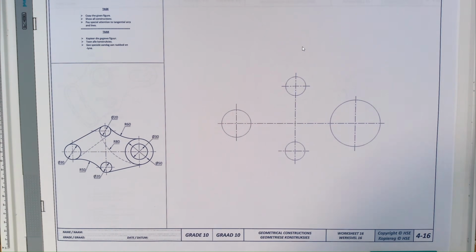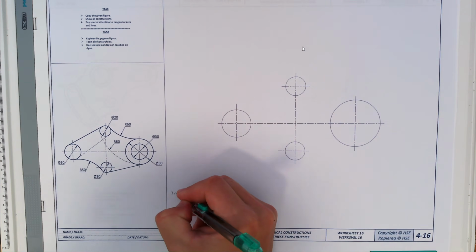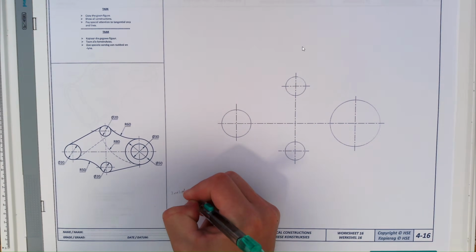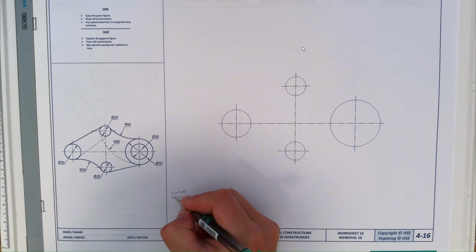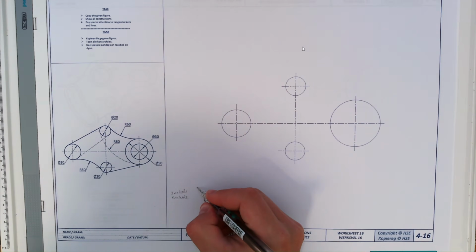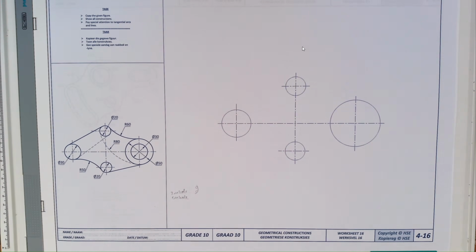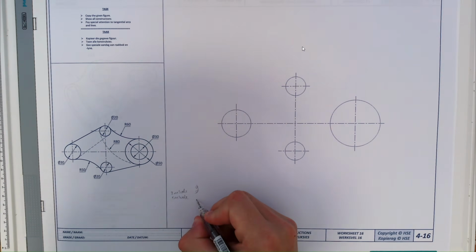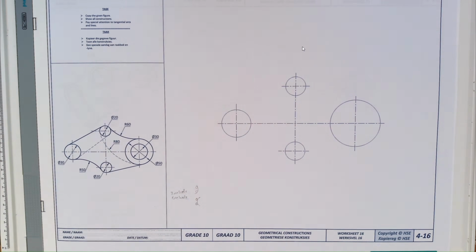When it comes to tangent arcs, there are two types of arcs. The first one is include, and the second one is exclude. When you include, it includes circles in the arc, so the circles are on the inside of that arc. When you exclude, the circles will sit on the outside of the arc. Include is negative or minus, and exclude is positive or addition.